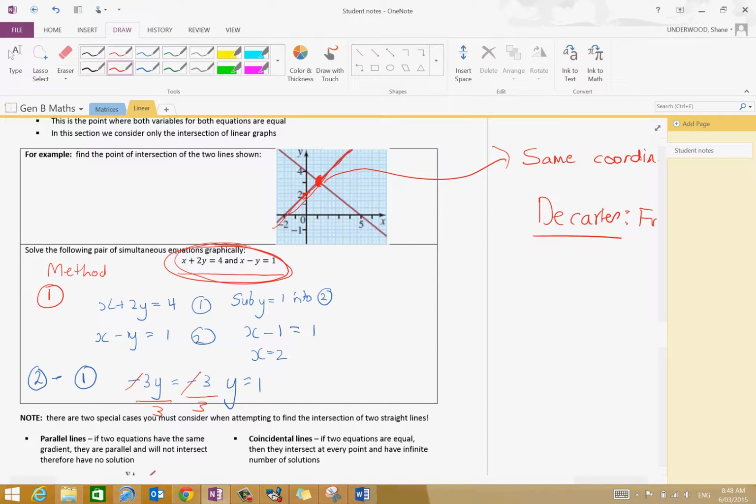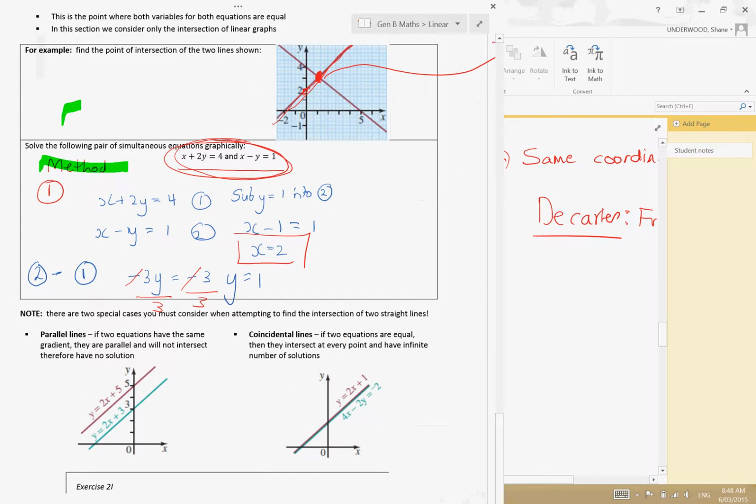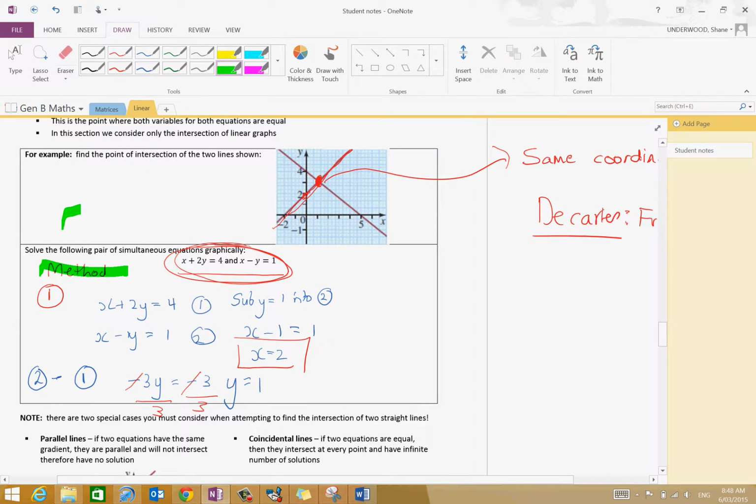Now that's one method of doing it. That's what we call substitution. Okay? Or sorry, that's called elimination. This method here is called elimination. Okay? Because we're eliminating a variable. So this method here was called elimination.